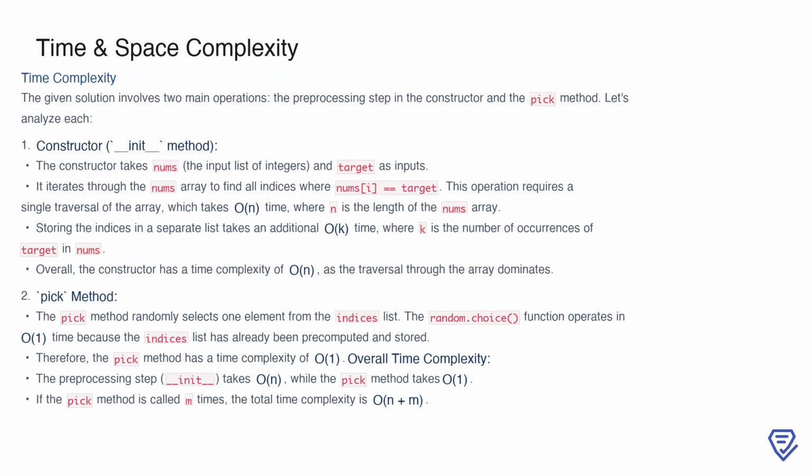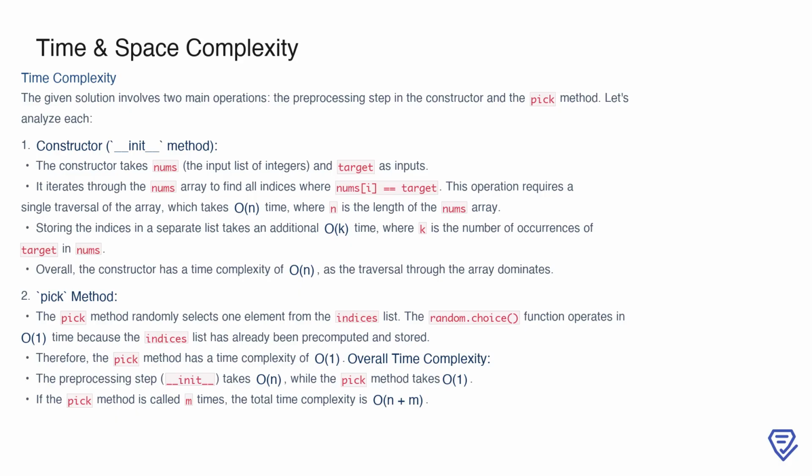In this solution, the time complexity is determined by two main operations: the constructor and the pick method. Let's start with the constructor, where we take the input array nums and the target value. The constructor iterates through the entire nums array to identify all indices where the value matches the target. Since this involves a single traversal of the array, it takes O(n) time, where n is the length of the array. Additionally, storing these indices in a separate list requires O(k) time, where k is the number of occurrences of the target in the array. However, because the traversal dominates, the overall time complexity of the constructor is O(n).